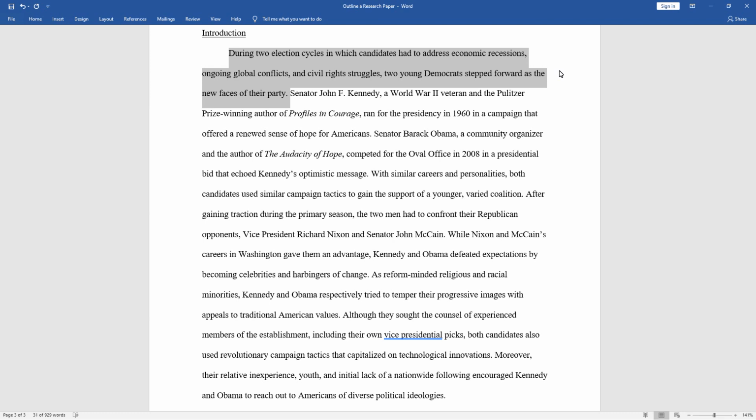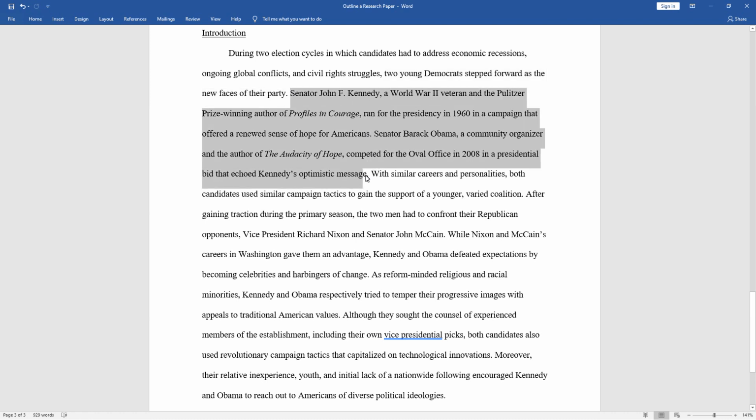And in the midst of all of this, 2 young Democrats stepped forward as the new faces of their party. So this last phrase is meant to pique the reader's curiosity, make them ask, who exactly are these 2 candidates? And I went straight into describing who John F. Kennedy and Barack Obama were.